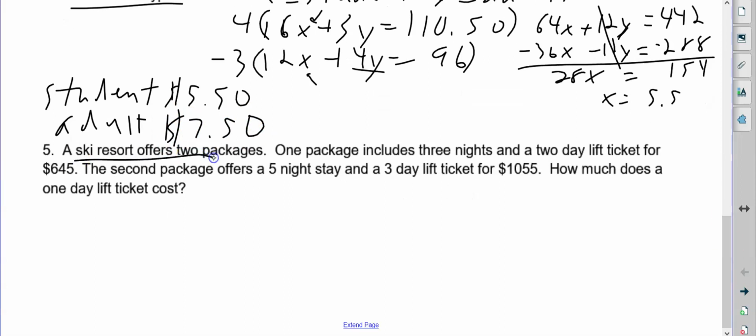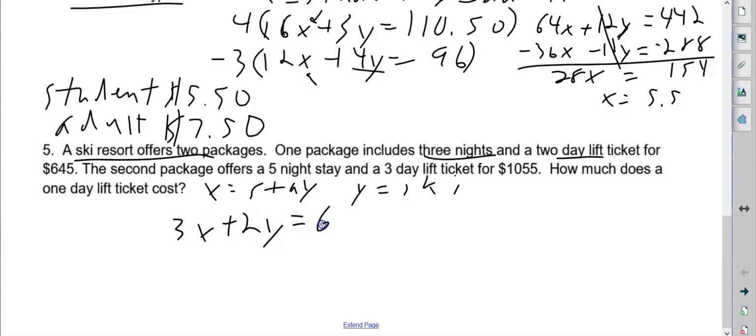All right, 2 packages. This is similar to the last problem. We're going to have nights and day lift tickets, so you could say X is stay and Y is ski. You could say day and night. It doesn't matter as long as you know what you're talking about. So the one package has 3 night stay plus 2 day lift tickets for $645. The other one has 5 night stays plus 3 day lift tickets for $1,055.